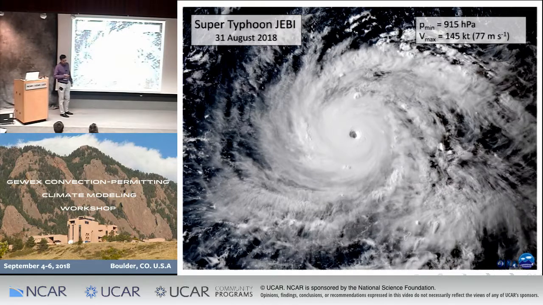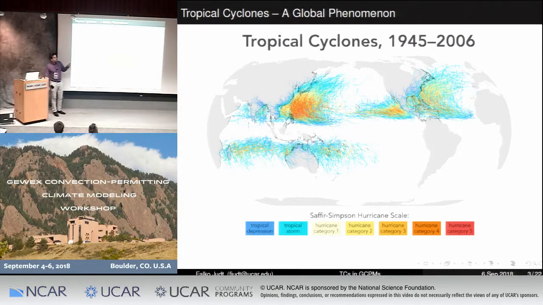Tropical cyclones are actually a good example, because tropical cyclones are global phenomena. This is a map of the globe, and we have here the tracks of all tropical cyclones over about a 60-year period. And they're color-coded by intensity. So this is the commonly known Saffir-Simpson hurricane scale. It goes from Category 1, which is the weakest hurricane, to Category 5, the strongest. And we can see tropical cyclones exist over the tropical oceans and the mid-latitude oceans almost everywhere on the globe.